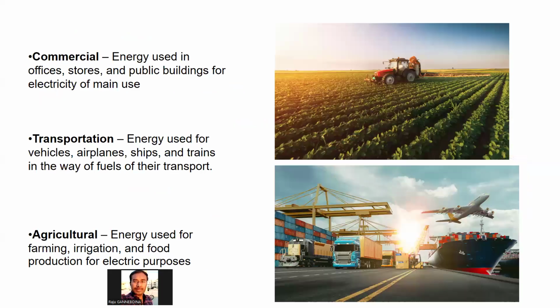There are totally five types. We discussed the first two, and next are commercial uses, like the energy used in offices, stores, and public buildings, and transportation, which we use for vehicles, airplanes, ships, and all kinds. And agricultural uses: energy is used for farming, irrigation, like the water used for irrigation, and food production for electric processes.